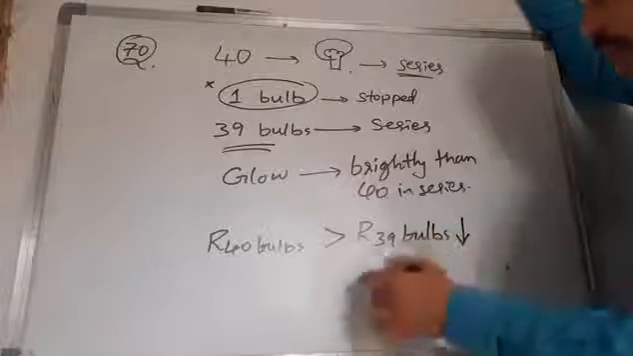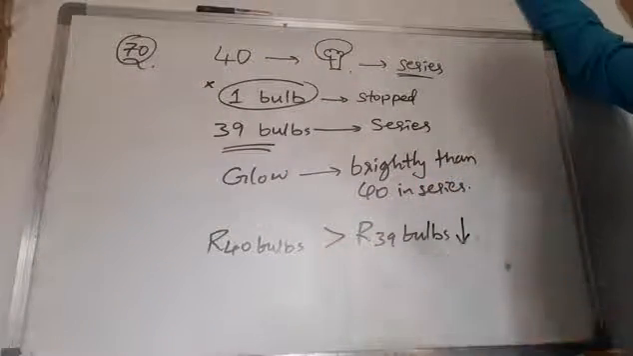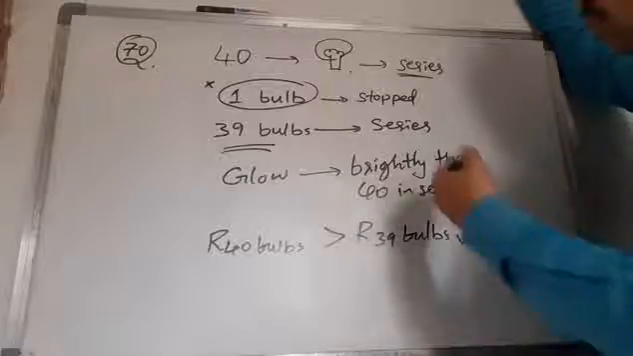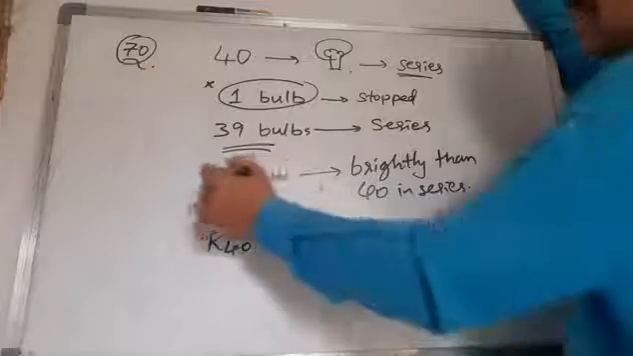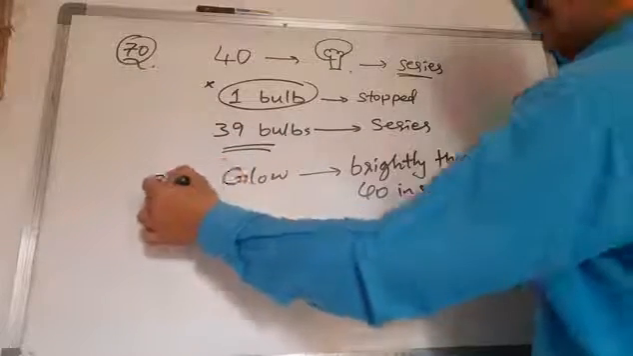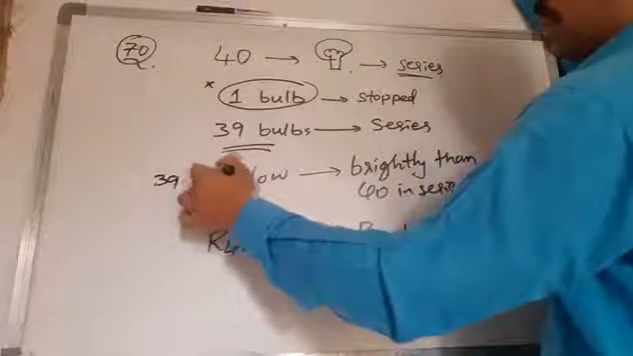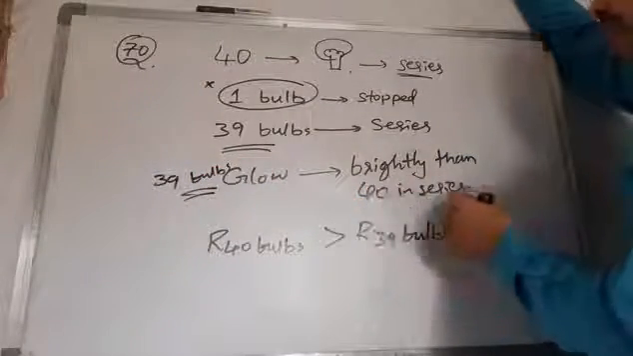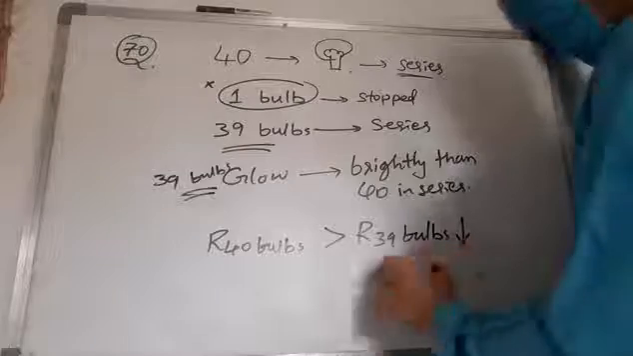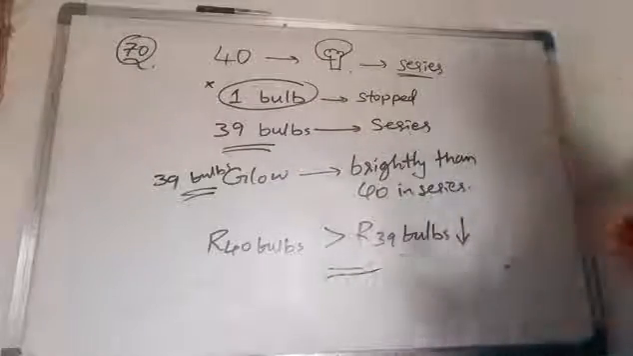then what happens to the power? Power consumption increases. So due to more power consumption, they will glow very brightly. These 39 bulbs will glow more brightly than 40 bulbs in series. So this is the reason behind that.